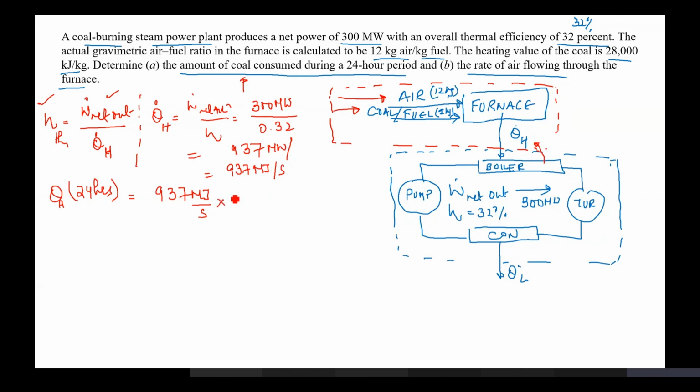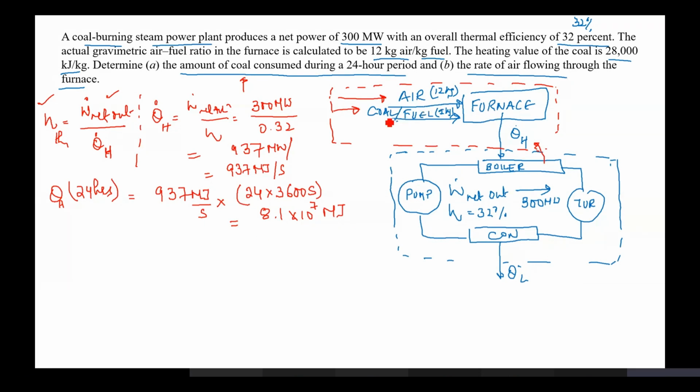If you have to find out the energy for 24 hours, you'll have to multiply by 24 hours into 3600 seconds. And this would give you the energy consumed in 24 hours. So what would be this energy? 8.1 into 10 power 7 megajoules. Yes. All right. This is the energy consumed.